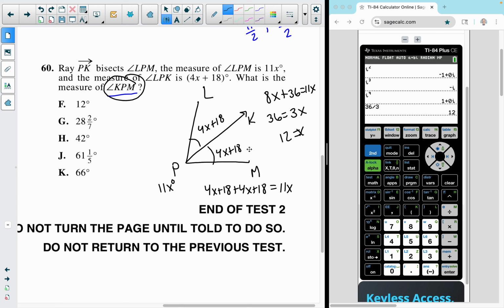So I want KPM, which is the same as LPK. Either one is fine. I'm going to plug in 12. So this is 4 times 12, and then plus 18. And the answer is 66. So if we wanted to check that, we could also have done 11 times 12. But we know it was cut in half, so we can just divide that by 2, and it's still 66. So same answer.